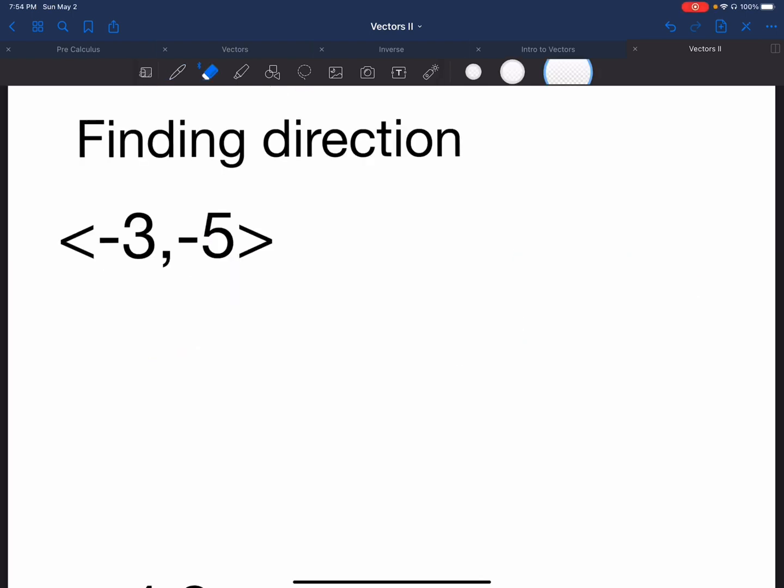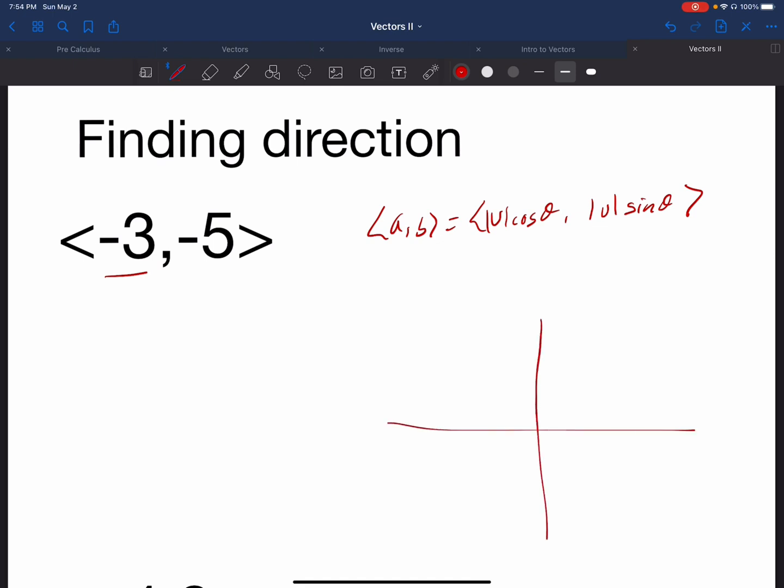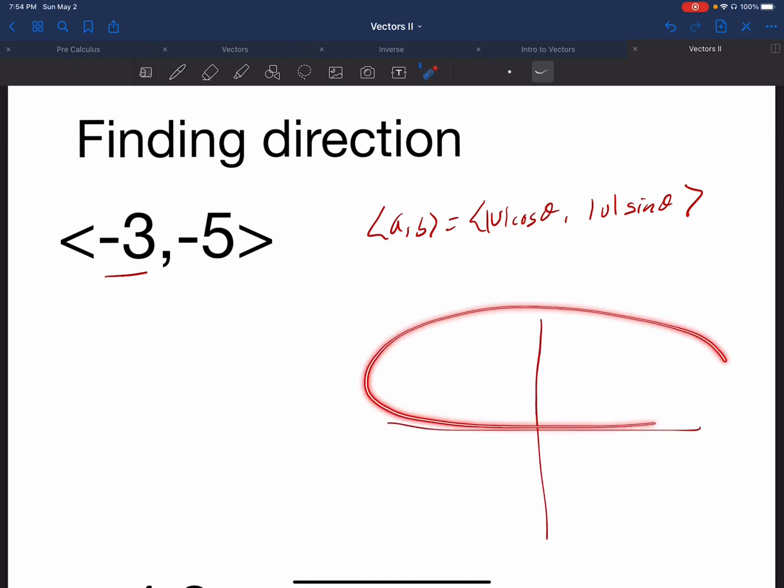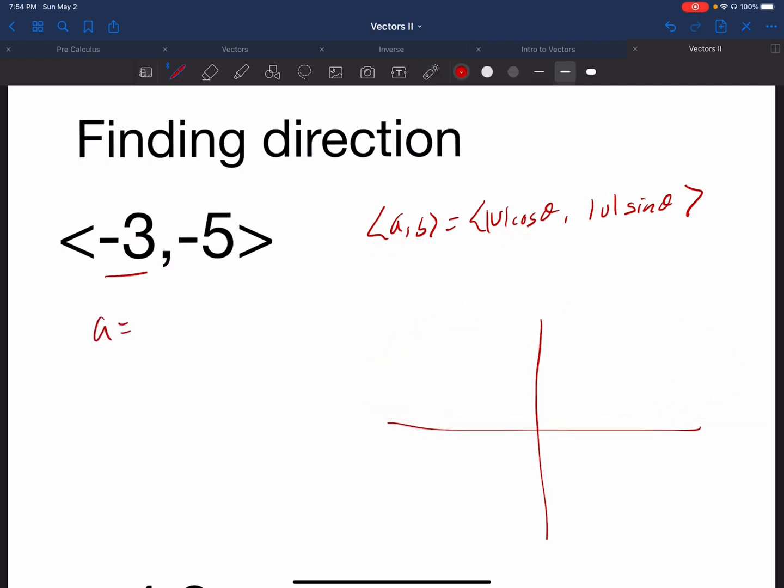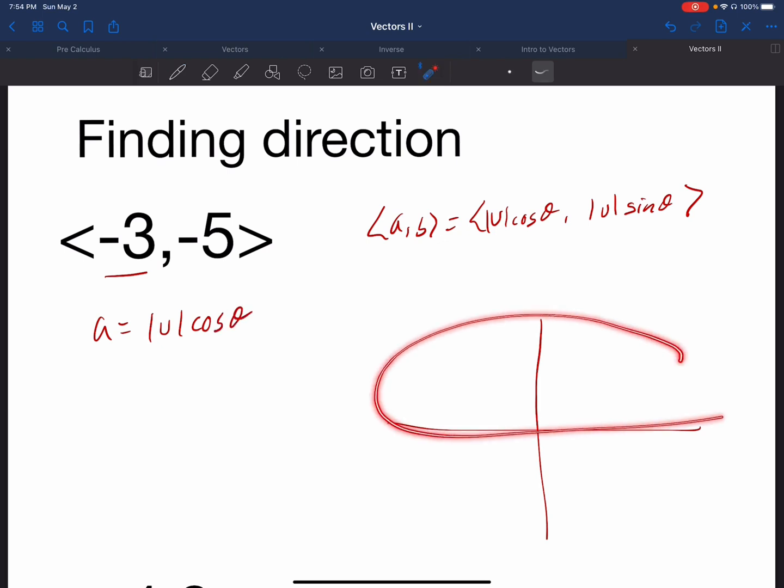So now I'm going to show you a different way that you can find direction. This time we will use the equation a comma b equals magnitude of the vector times the cosine of the angle of direction, comma, magnitude of the vector times the sine of the angle of direction. I like using the cosine because the way that it's going to work is if you're in the top two quadrants, once you solve for this equation, a equals magnitude of u cosine theta, it will give you the actual answer.